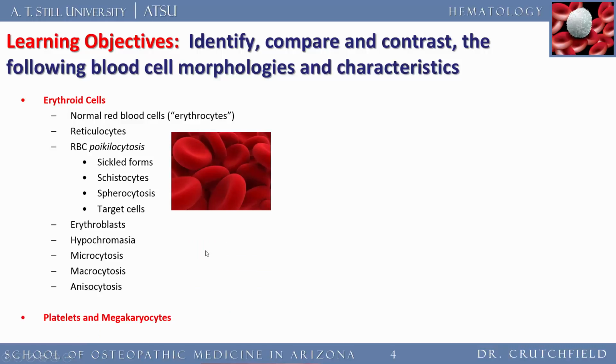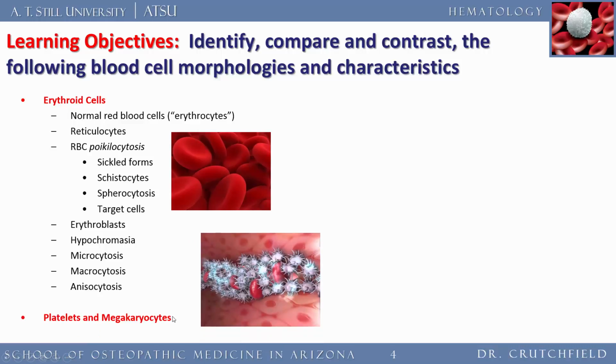We're also going to look at some platelets and megakaryocytes. As you know, megakaryocytes are the initial cell from which a platelet is formed. Here we see a picture of red cells and then all these tiny platelets around it.